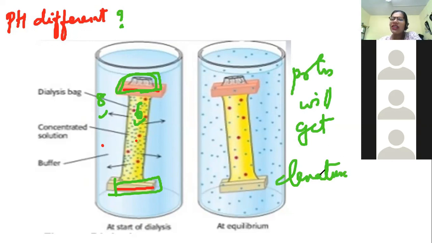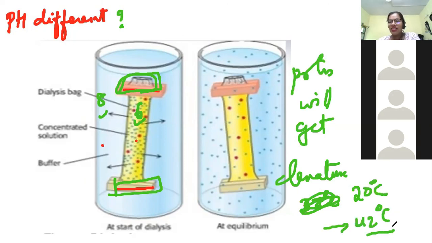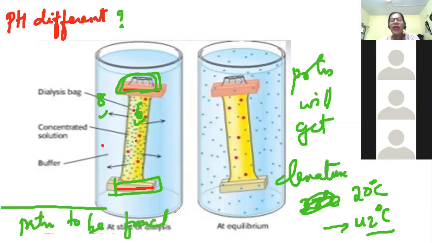Okay, similarly with the temperature also. If you are doing the experiments at a low temperature, 20 degrees Celsius, and all of a sudden you go to 40 degrees Celsius, again the protein will get disrupted. Okay, so whatever we are doing is only for the sake of protein stability, because at the end of the day, of all the experiments, I need my protein to be functional. There is no point if my protein gets disrupted.